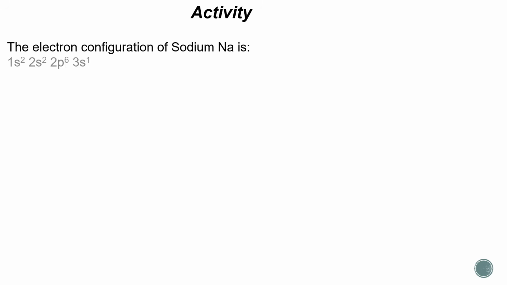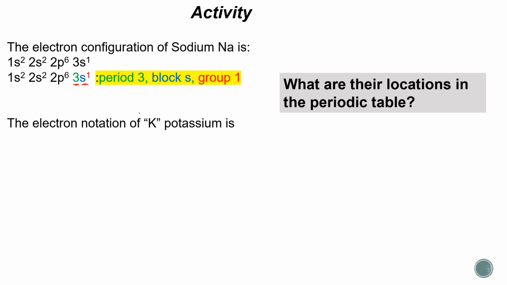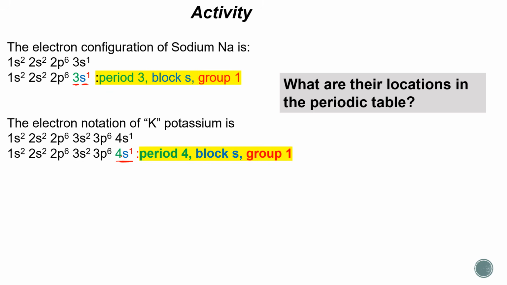Okay? Now, guys, this is the electron configuration of sodium. Can you tell me what is the group, the period, and the block? So, of course, from what we learned in Lesson 2, the highest energy level is 3, so it's in period 3, block S, and group 1. What about potassium? What do you think where will its location be in the periodic table? So again, last energy level, so it's going to be period 4, block S, and group 1, right? So they are in the same group.